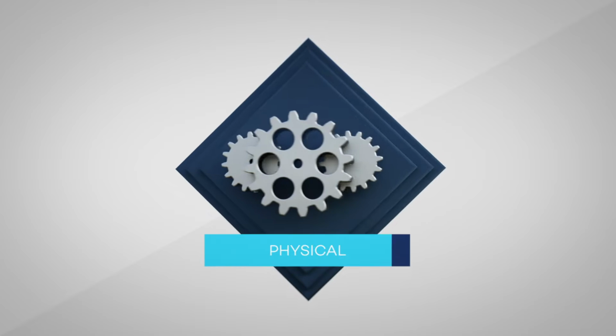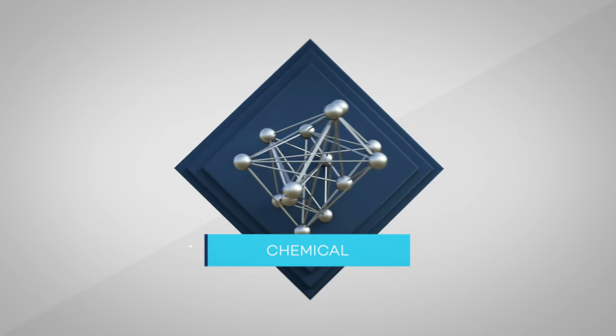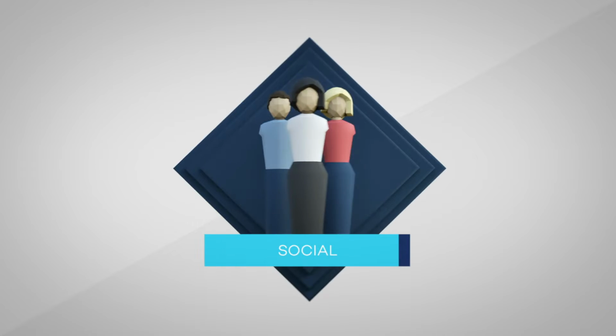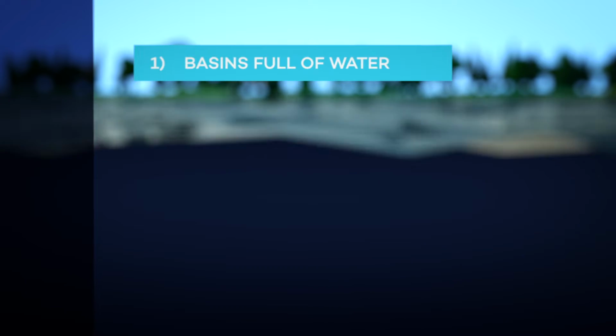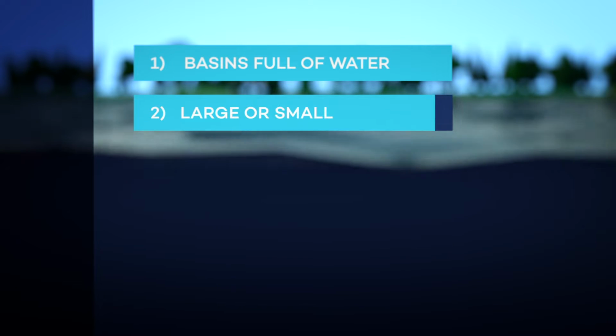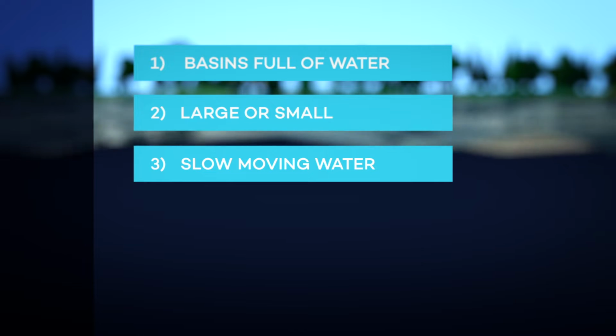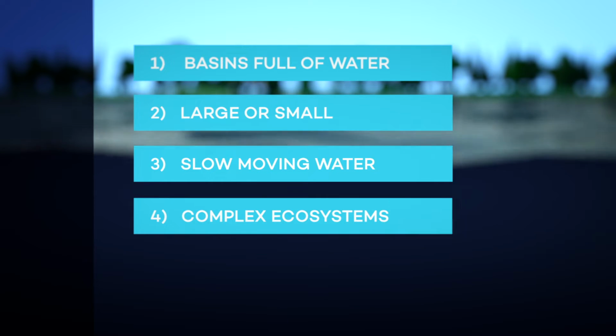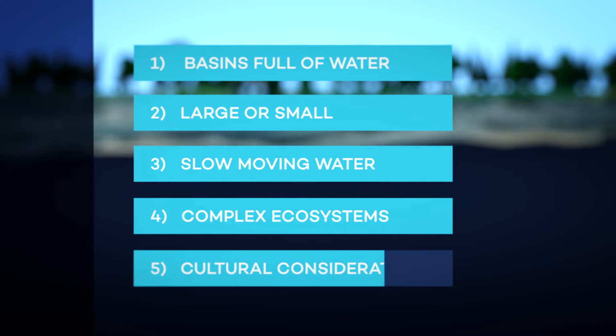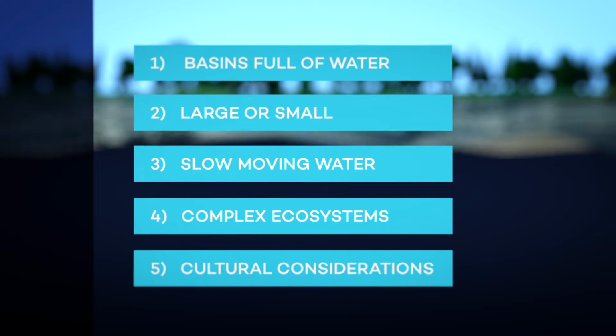We can define a lake by looking at its physical, chemical, biological, and social features. There are 5 main traits we can use to identify a lake. 1. Lakes are inland basins full of water. 2. Lakes can be large or small. 3. Lakes have slow-moving water. 4. Lakes are complex ecosystems. And 5. The definition can differ according to your culture. Let's explore each in more detail.